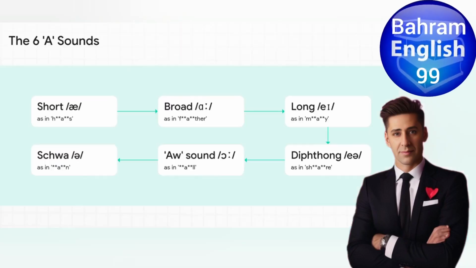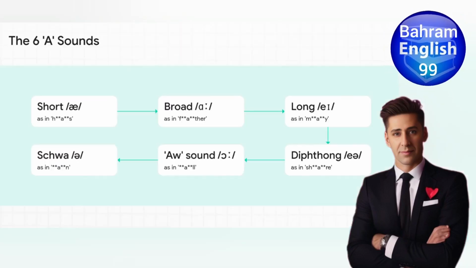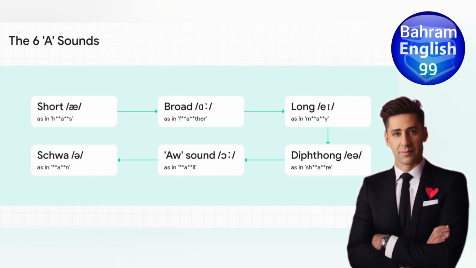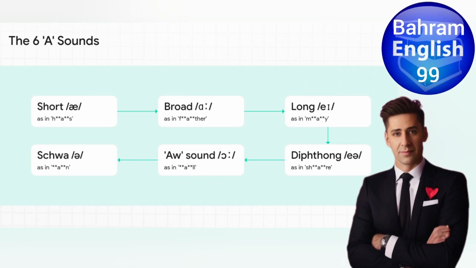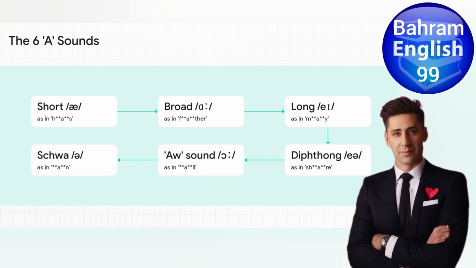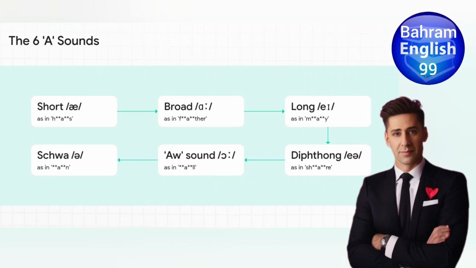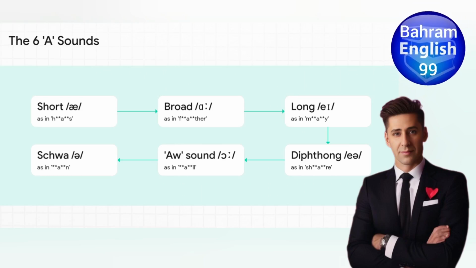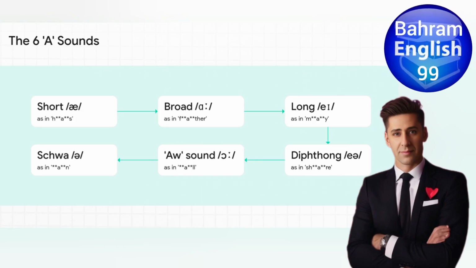So let's do a quick recap. That one little letter A can be the short sound in has, the broad ah in father, the long A in may, the air sound in share, the ah sound in all, and, of course, our secret weapon, the schwa, in an. That is amazing, right? At least 6 sounds from one letter.